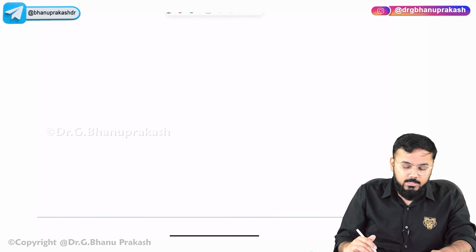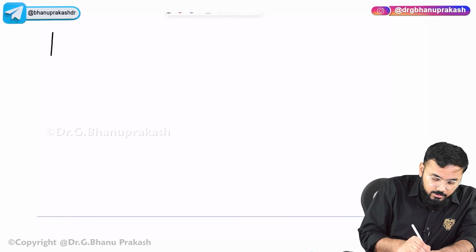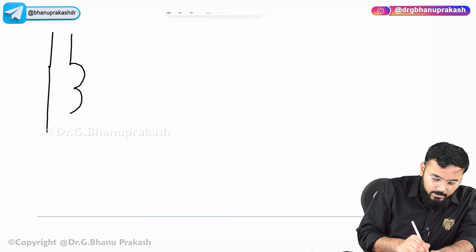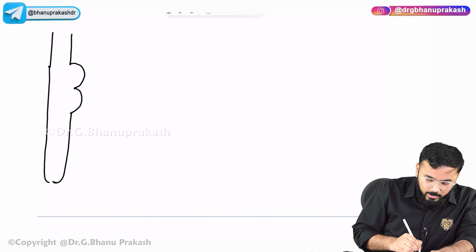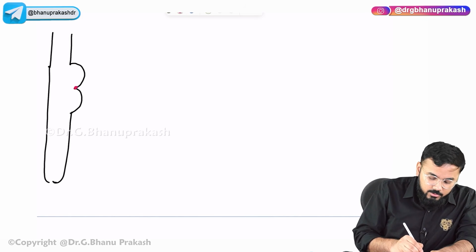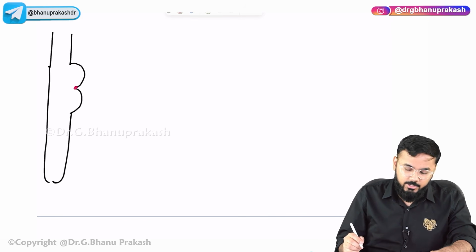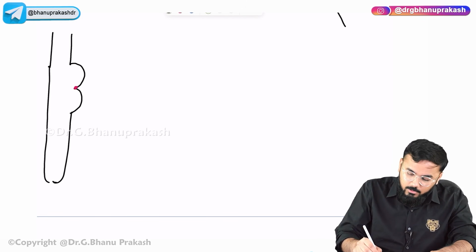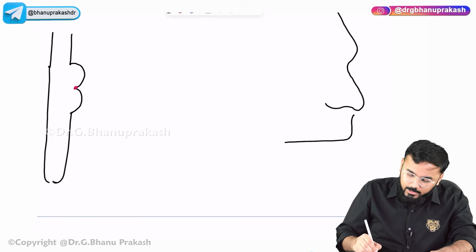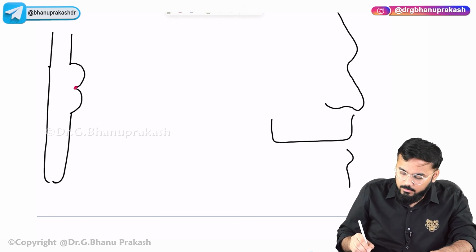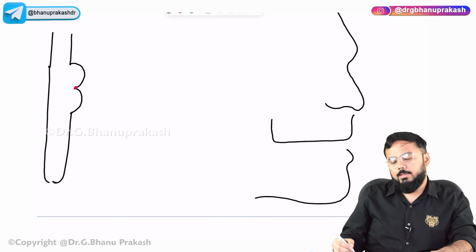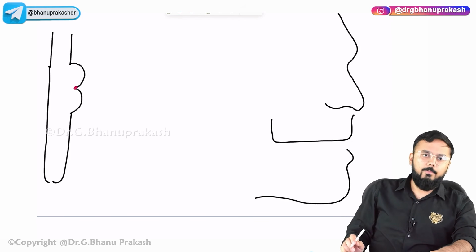So when we are discussing the pterygopalatine ganglion, let me draw the picture over here. This is your midbrain, pons, medulla oblongata. And remember, this junction is called the pontomedullary junction. Next important thing, let me draw the face over here. And remember, this is your maxilla. This is your mandible here. That is your maxilla and that is your mandible.